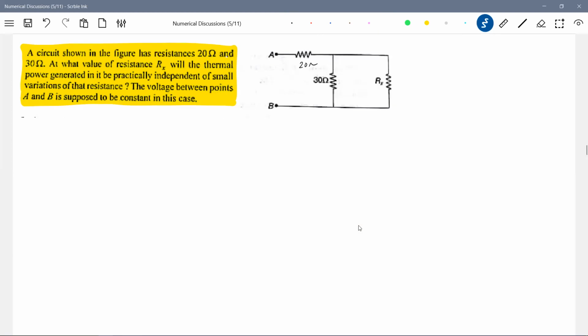Carry on with the problem. It's there in the book, the EDO, that's why I picked it up. It is directly asking that the power dissipated across it should be practically independent of small variation of that resistance. Though if this Rx varies, the power dissipated across it should not change. So how is it possible? Mathematics will help us a lot. Who is this device? This is some device. The resistance of the device will change, but the power dissipation should not change.